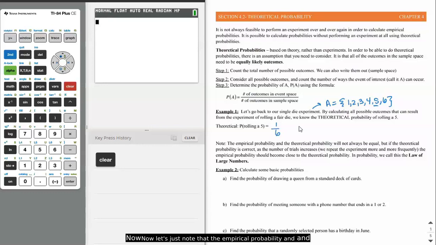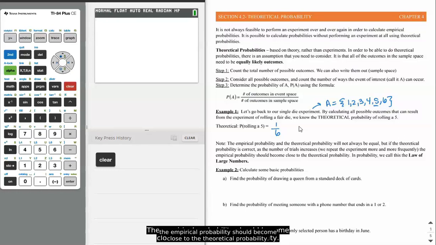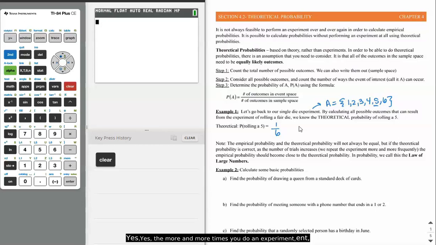Now let's just note that the empirical probability and the theoretical probability will not always be equal, especially if you have such a small number of experiments. But if the theoretical probability is correct, as the number of trials increases, so we repeat the experiment more and more frequently, we talked in the last section, we repeatedly roll this die, the empirical probability should become close to the theoretical probability. In probability, we call this the law of large numbers. So the more and more times you do an experiment, the closer it gets to this theoretical probability.